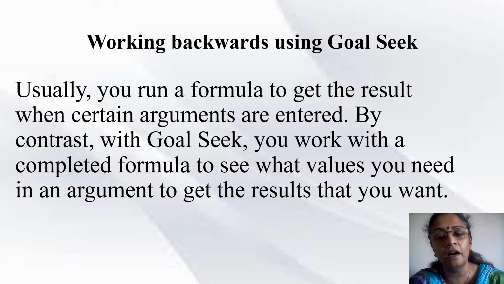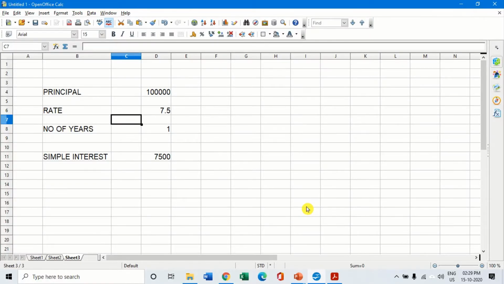That is what a goal seek is. Goal seek means to achieve a particular target: what changes will you make in the values that are used in a formula? That is the meaning of goal seek. Let us understand goal seek with this very simple example, the same example of simple interest that we had done in the previous assignments also.